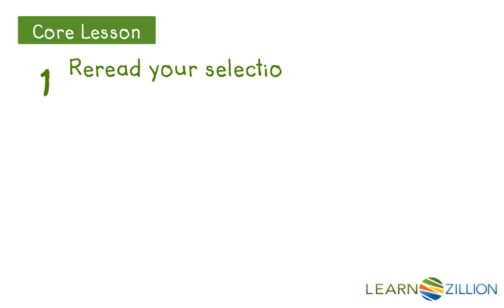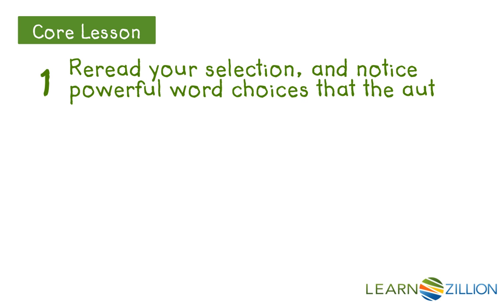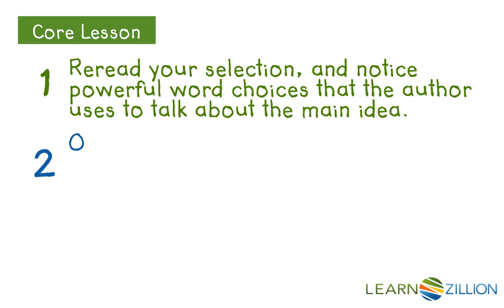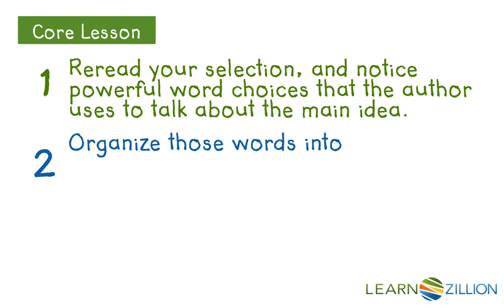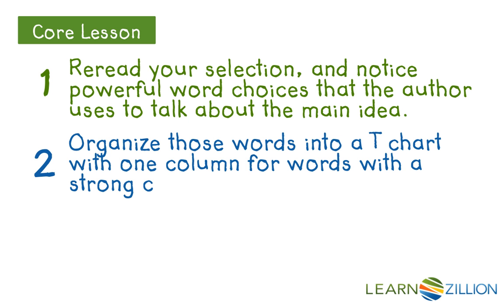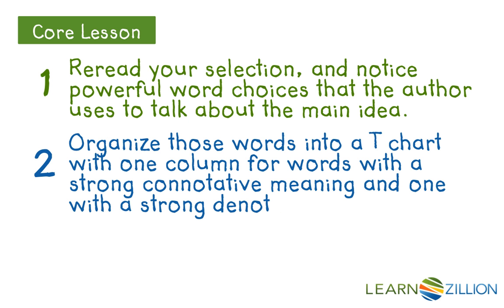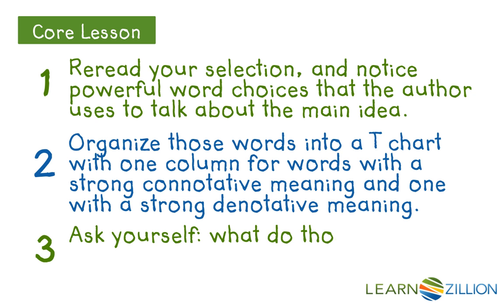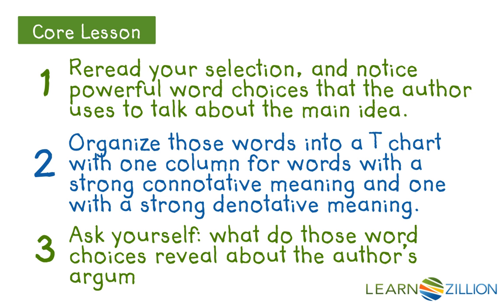So step 1 is to reread your selection and notice powerful word choices that the author uses to talk about the main idea. Step 2 is to organize those words into a T-chart with one column for words with a strong connotative meaning and one with a strong denotative meaning. Step 3 is to ask yourself, what do those word choices reveal about the author's argument about the topic?